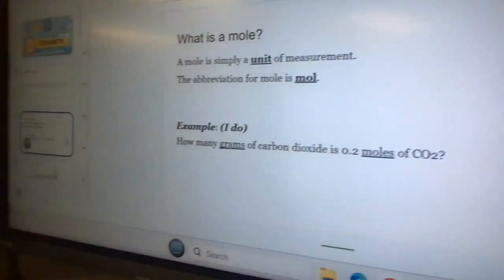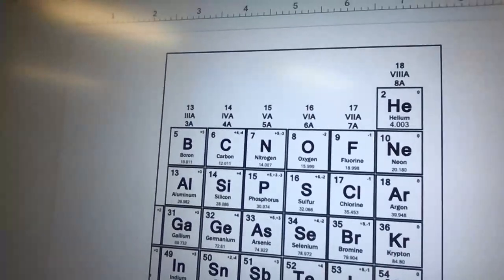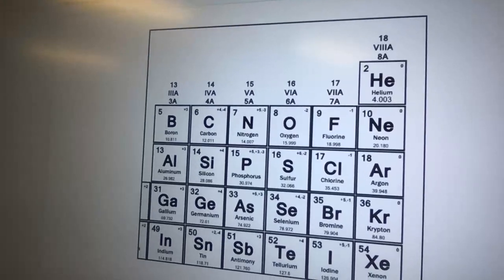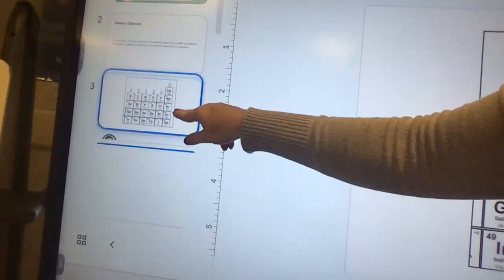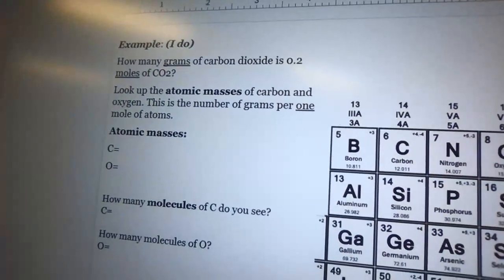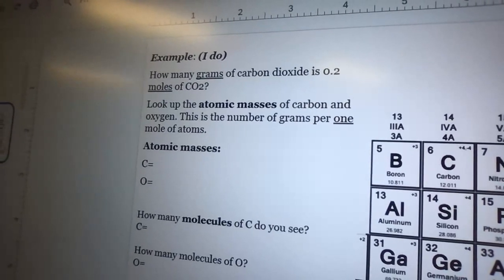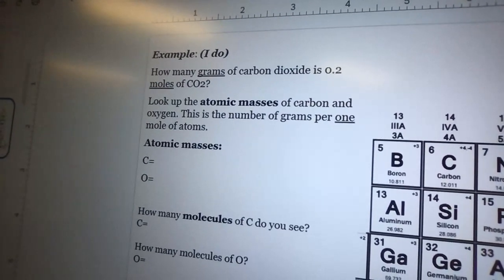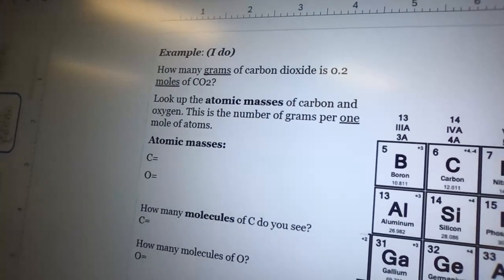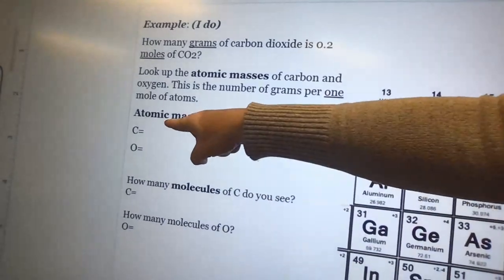All right, so let me show you here. On your paper, you're going to see this. You're going to find oxygen is here, and you're going to see that carbon is here. So we're doing carbon dioxide. Let me go back to the slide. It says, how many grams of carbon dioxide is 0.2 moles of CO2? You're going to look first at atomic masses, first of the carbon and following by the oxygen. Remember that the number of the grams is per 1 mole of atoms, meaning that you have the atomic masses.